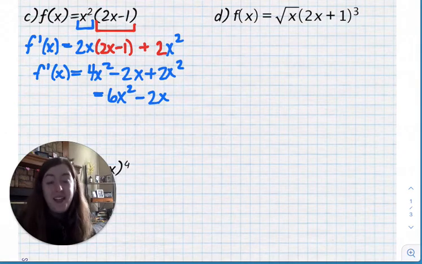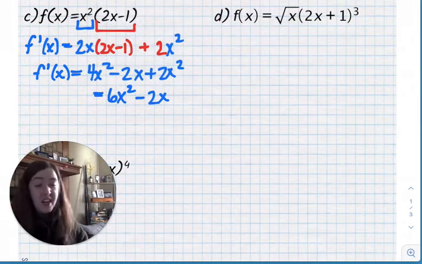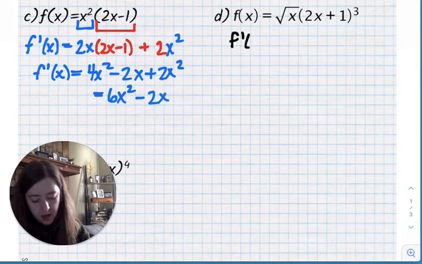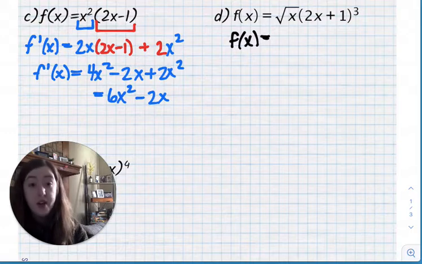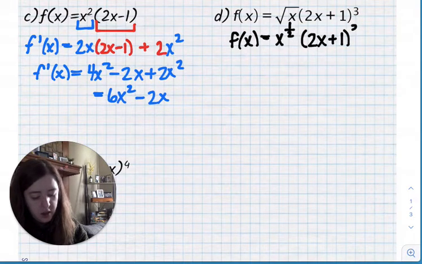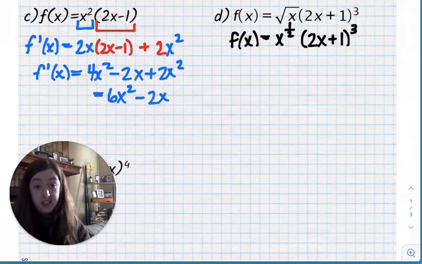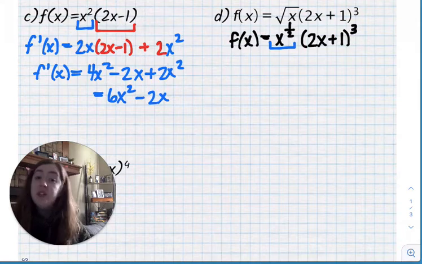Now let's beef it up even more. Because I do this every single time, even if you look at my notes, I'm going to rewrite, oopsies, I do not need to have that prime there yet. I'm sorry, I'm not taking the derivative yet. I'm just rewriting that square root as x to the 1/2 power. And then we have 2x plus 1 cubed. Okay, so we're going to have a lot of stuff going on here, but we got this, I promise. So x to the 1/2 is going to be my first.